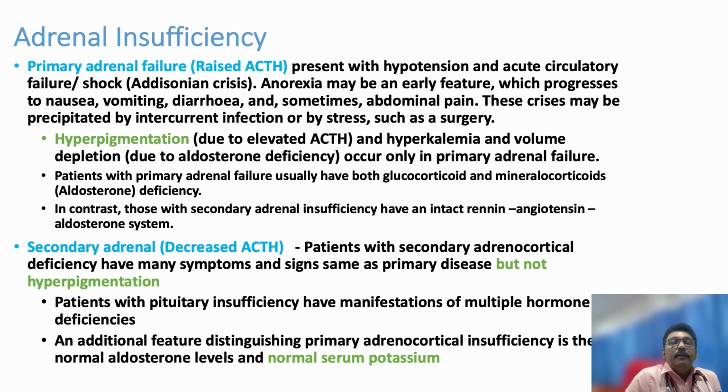So primary adrenal insufficiency, raised ACTH, present with hypotension, acute circulatory shock, that is called as Addisonian crisis. Anorexia may be the early feature, which progresses to nausea, vomiting, diarrhea, sometimes abdominal pain. The crisis may be precipitated by intercurrent infection, stress, or a surgery. So the problem with adrenal crisis is many times patient may be slightly having weakness, vomiting tendency, abdominal pain, but most of the time this adrenal insufficiency will not be recognized.